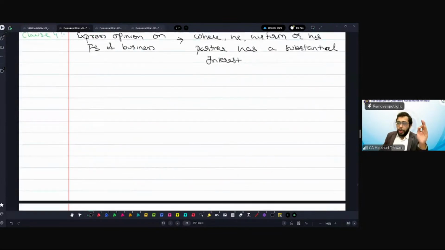Now, clause 5 to 9. I take 5 to 9 together because they are linked, related to one single topic. So, clause 5.